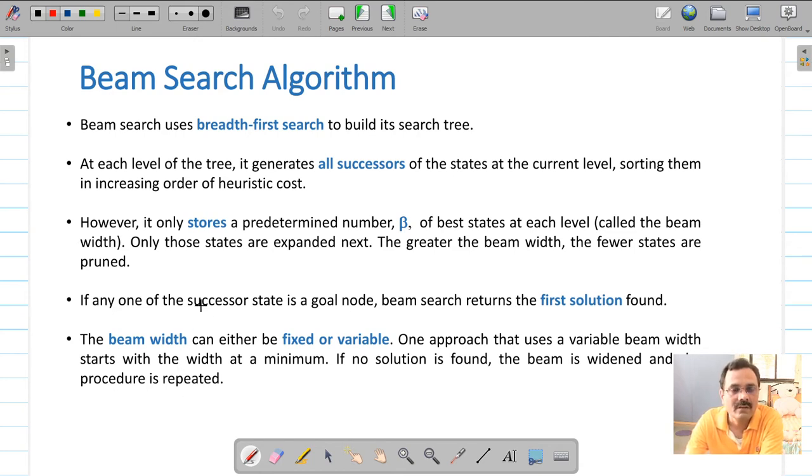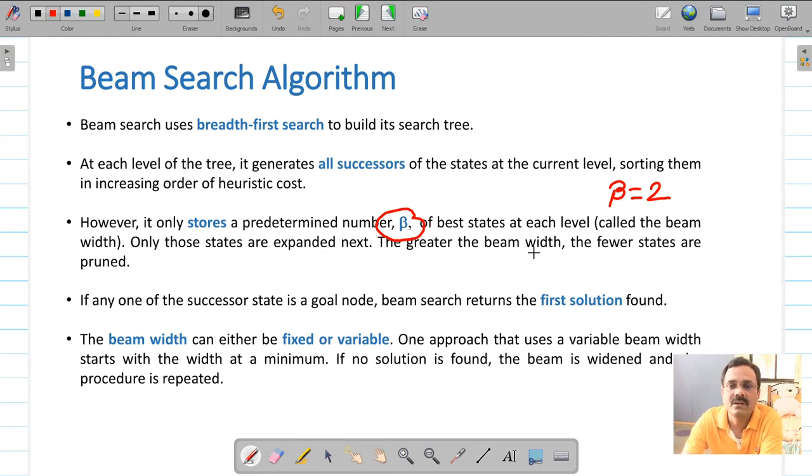It is only going to store a few nodes out of those successor nodes, and that is decided by a parameter called beta. This beta is called the beam width. So beta successor nodes will be selected, based on the heuristic values associated with those successor nodes. So the best two nodes will be selected if beta is equal to 2. This beta is called the beam width.